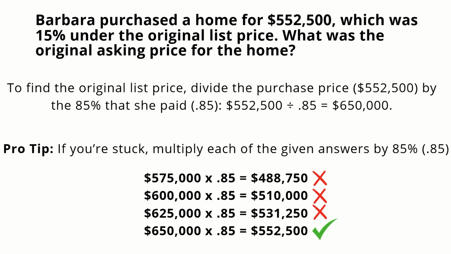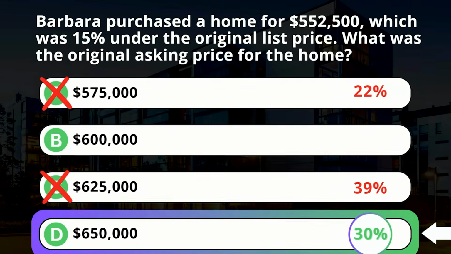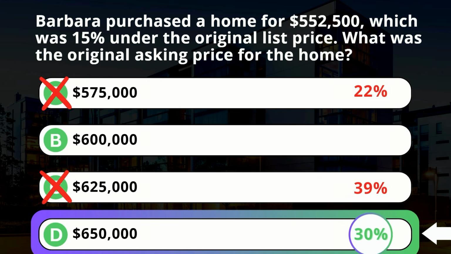And there's a tip here. If you're stuck, multiply each of the given answers by 85%. So really the big trick here is if you go through this list, 575 times 0.85, you get 488. 600,000 times 0.85, you get 510. 625 times 0.85, you get 531,250. And then 650 times 0.85, you get $552,500. So just using the reverse mathematics is going to help you get to the answer of letter D. So you want to be able to do that.